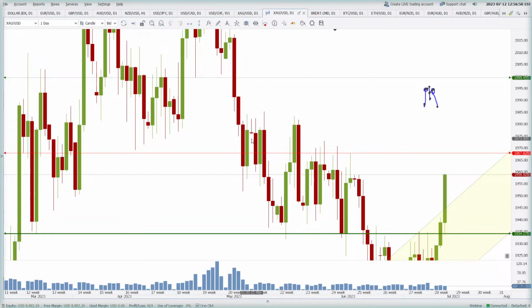Okay, these are the swing highs. So this one is a swing high, this one is a swing high, this one is a swing high, this one is a swing high, this one is a swing high, this one is a swing high. So you have a total number of swing highs at approximately the 1967 and 1985 level. You have almost 6 swing highs.